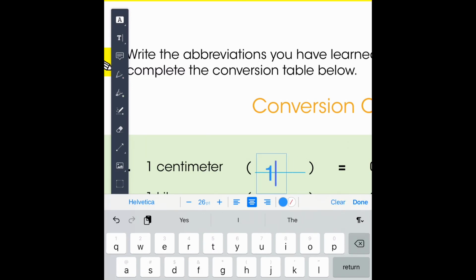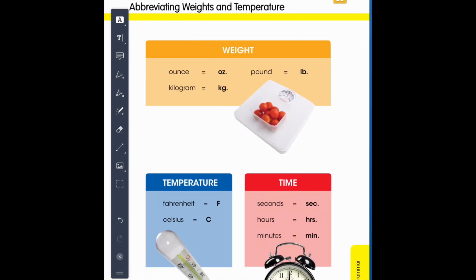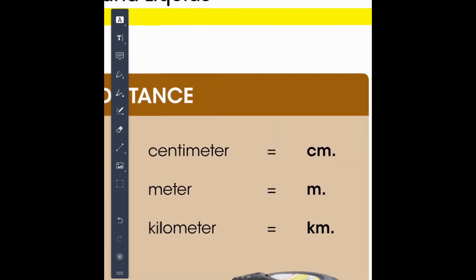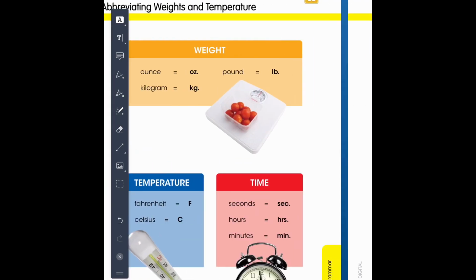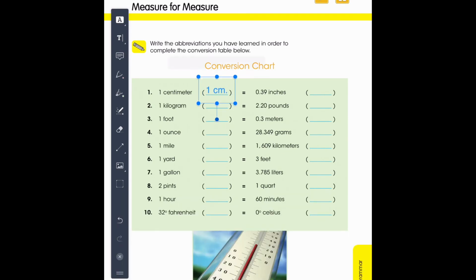For example, let's work with number 1. 1 centimeter, how can I abbreviate 1 centimeter? So you're going to grab your book and you're going to put 1. And what was the abbreviation for centimeter? Let me remember. If we don't remember, we can go back and look at centimeter. Okay, so we have cm and a period. So we can go back here. Cm period. And you write it there.